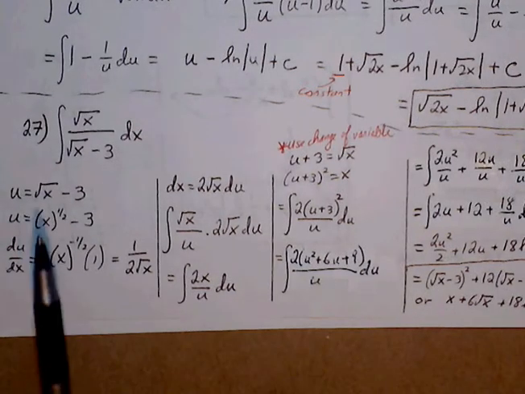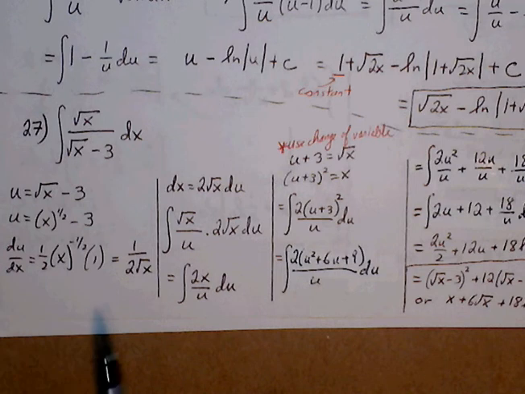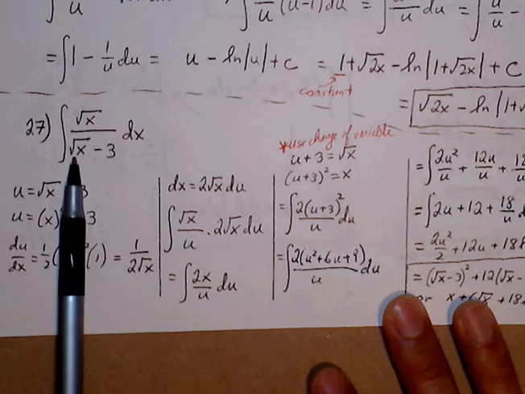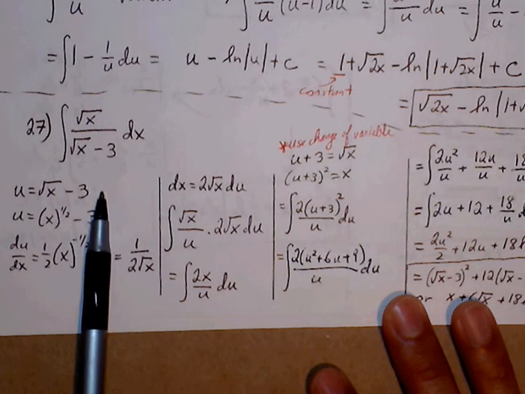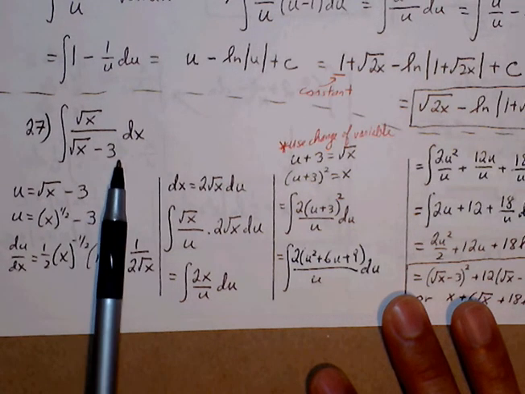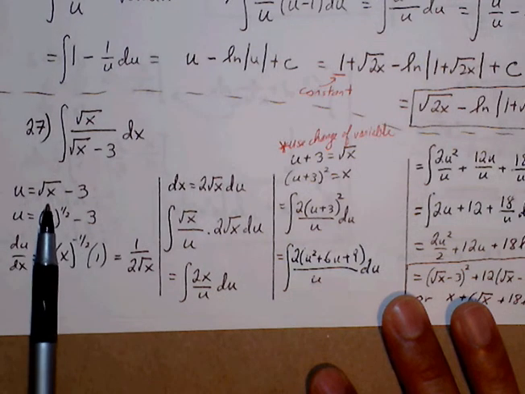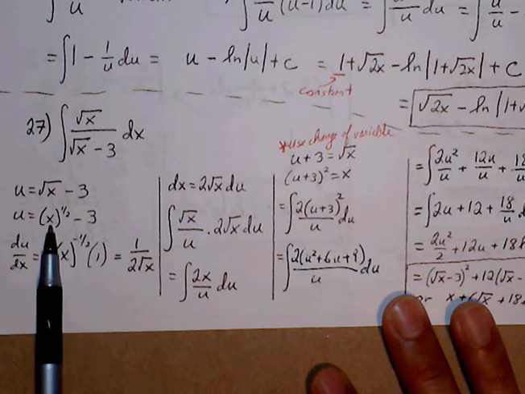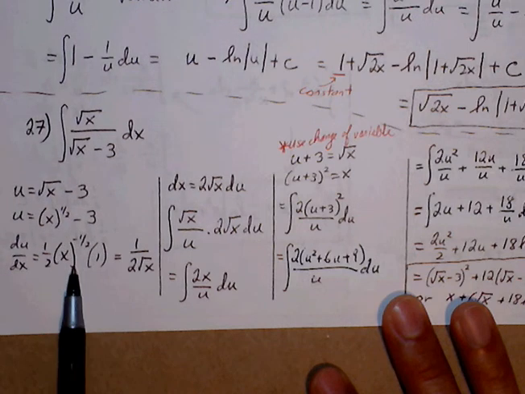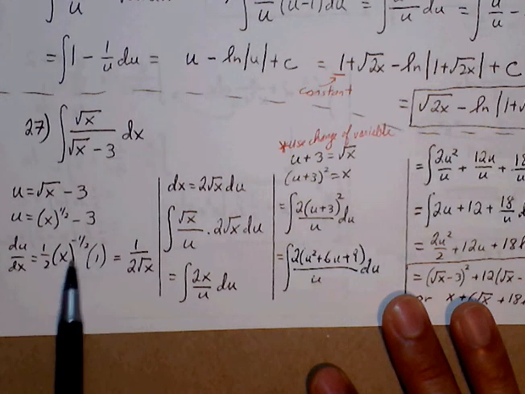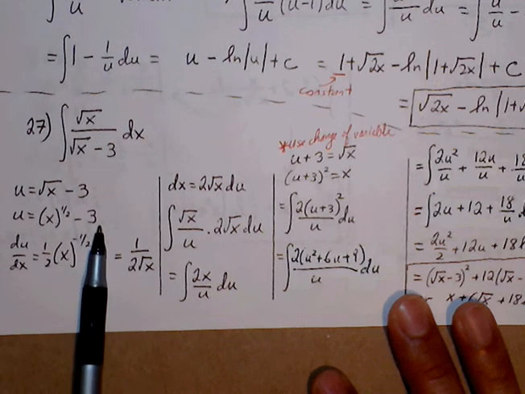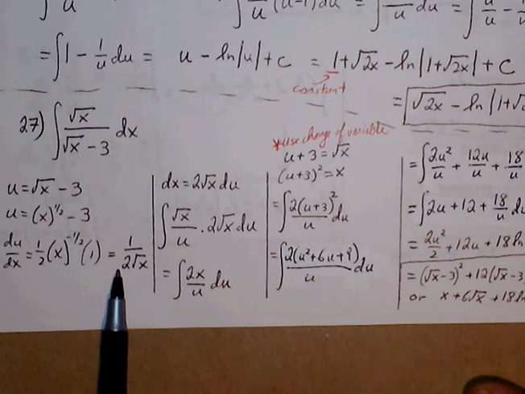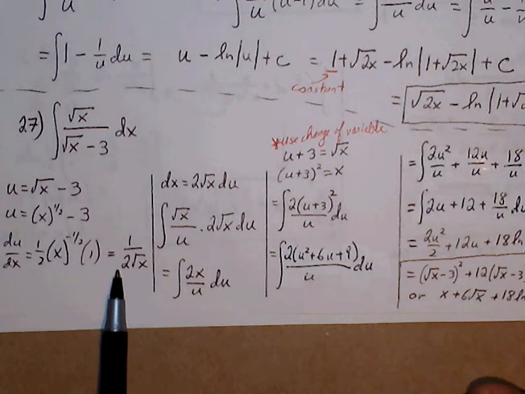All right, 27. Integral of square root of x over square root of x minus 3. Again, we're going to let the u value be the entire denominator, so square root of x minus 3. Rewrite it in the form where we can apply power rule. We get 1/2 x to the negative 1/2 times 1. That's using chain rule to find the derivative. 3 is a constant, goes to 0. Rewrite it as 1 over 2 root x.